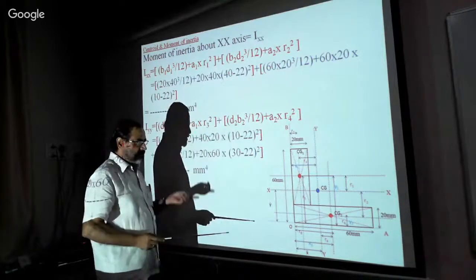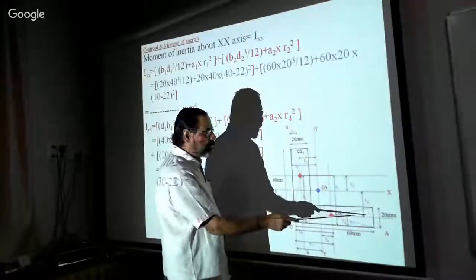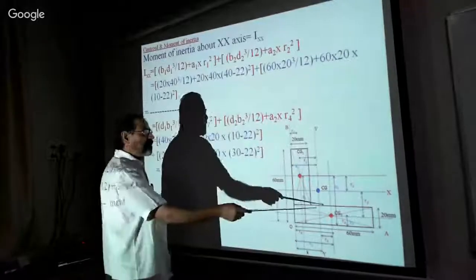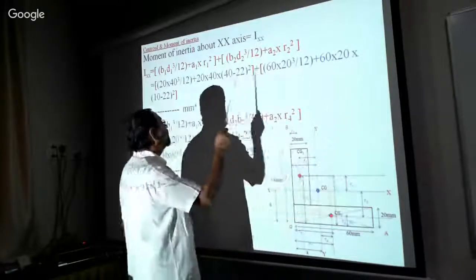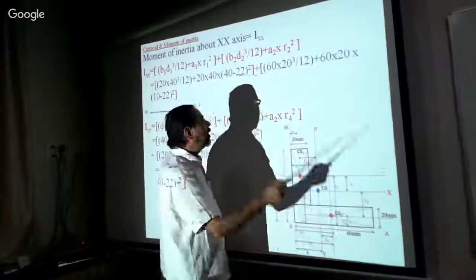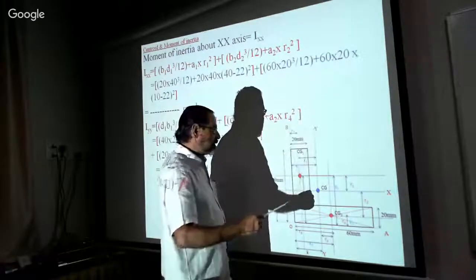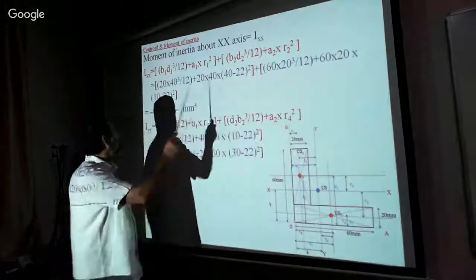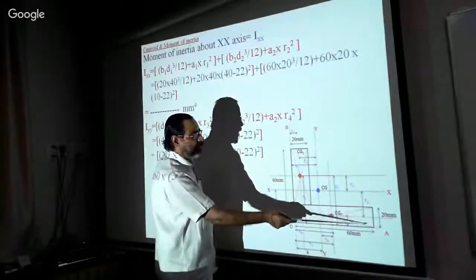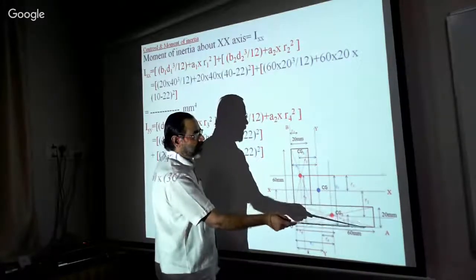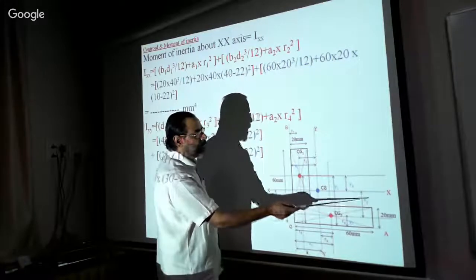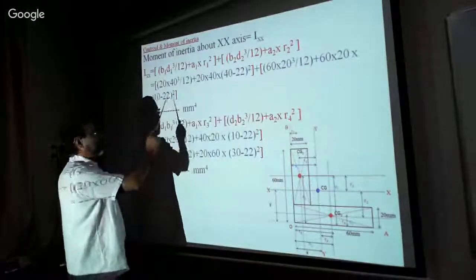Similarly, for figure 2, the moment of inertia about the x-axis is equal to b2 d2 cubed by 12, that is 60 into 20 cubed by 12, plus area 2, 60 into 20, at the distance squared. From here to here is 10. That is y2 minus this. From here it is 22, and from here it is 10. Therefore, that will give you R2. This is R2 squared.